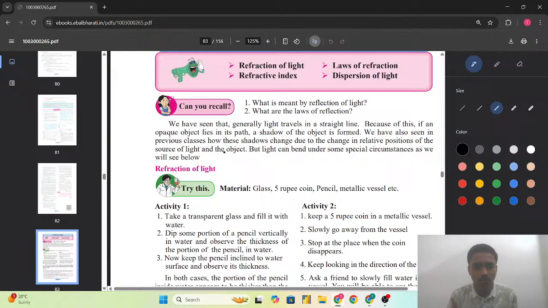There are three different types of objects which we can observe in our surroundings. So the first one is the transparent object. Transparent means the light which falls on that particular object gets completely transmitted through it. The second one is the opaque object, where the light gets reflected back and does not pass through that particular object. And the third one is the translucent object. A translucent object is one in which the light gets passed partially.